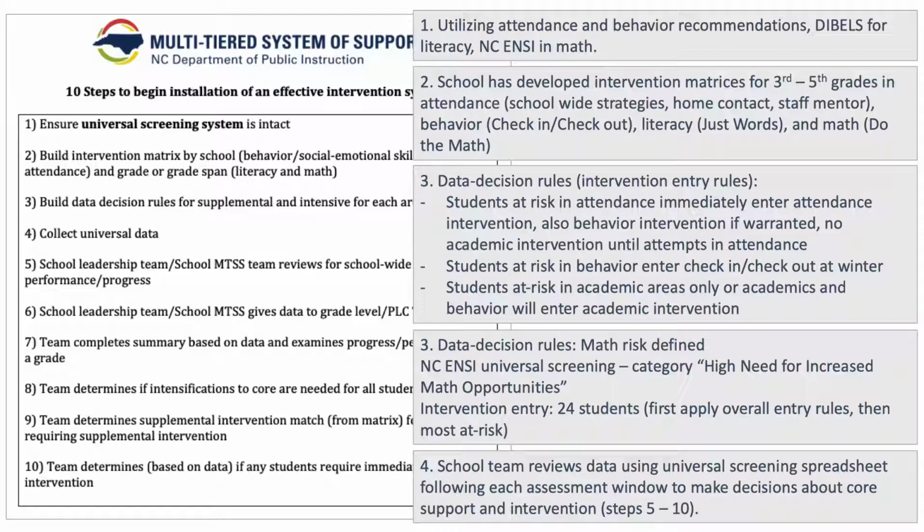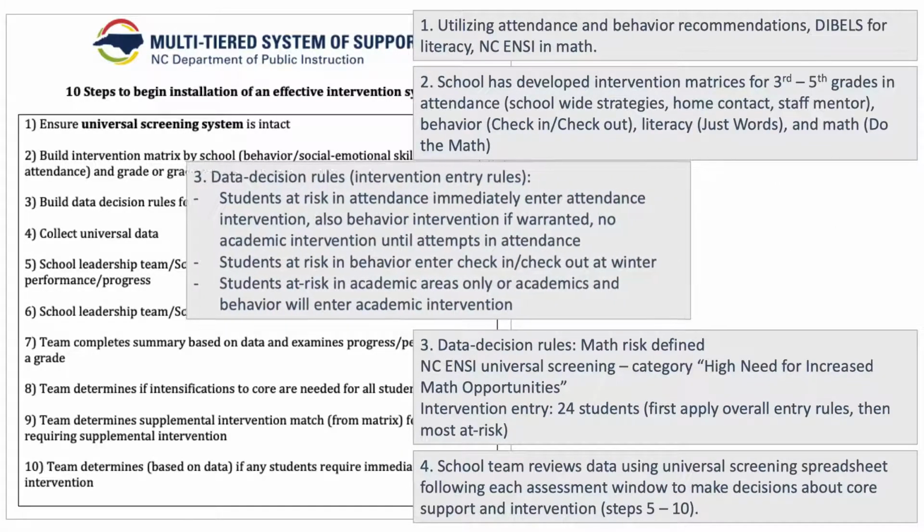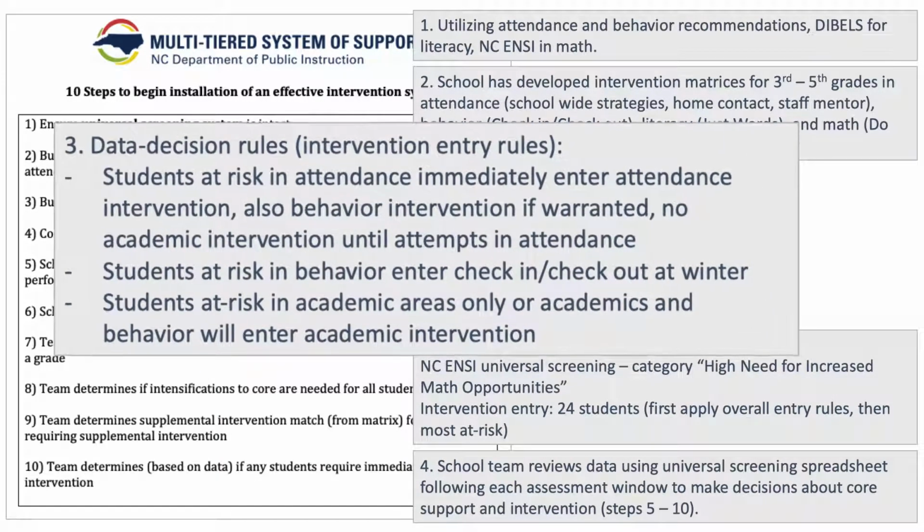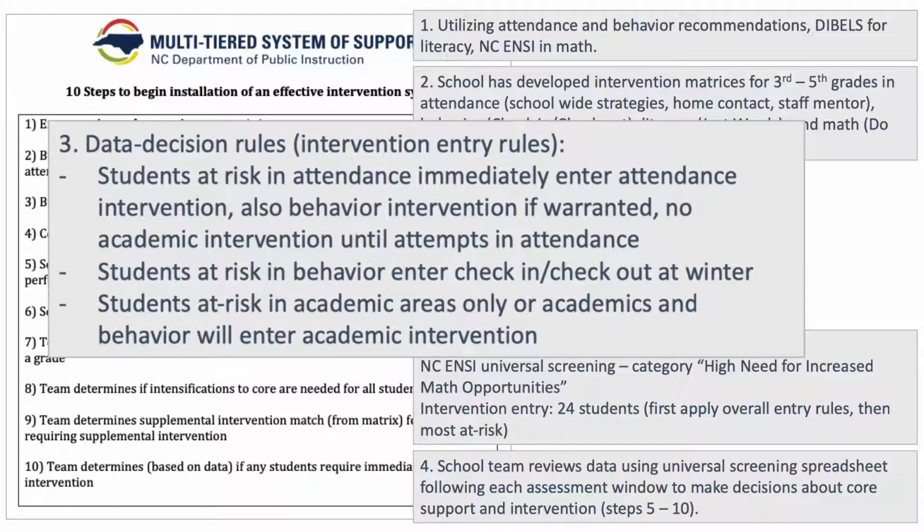If you recall, this team has done some universal screening, they've developed some intervention matrices, and then they've developed data decision rules. So, what we're going to do now is peel back and determine how they landed on those data decision rules. We're going to take a specific look at the data decision rule of prioritizing attendance over areas of academic risk and prioritizing behavior over areas of academic risk.